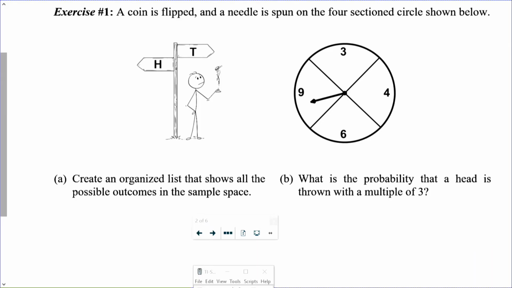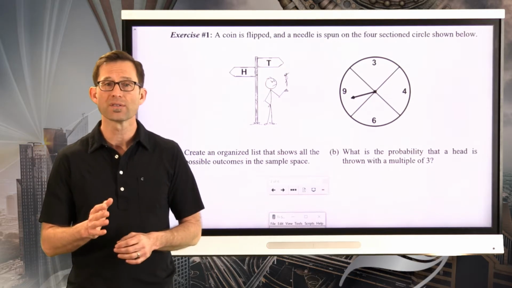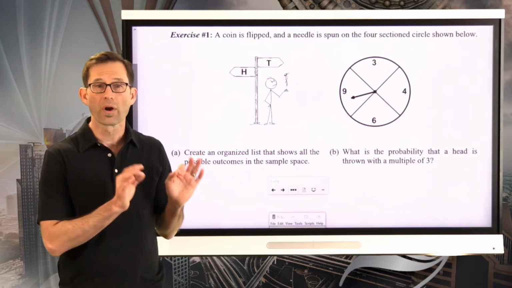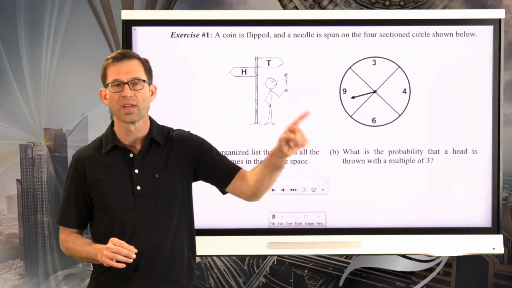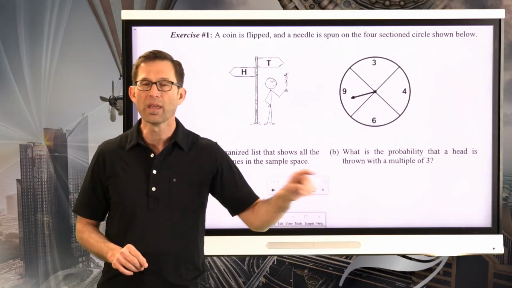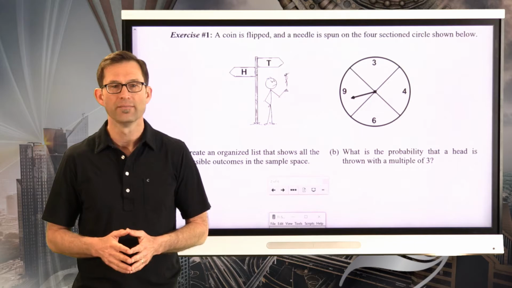So let's take a look at our first compound event, which will be 2 stages. Exercise number 1. A coin is flipped and a needle is spun on the 4-sectioned circle shown below. Letter A, create an organized list that shows all the possible outcomes in the sample space. And letter B, what is the probability that a head is thrown along with a multiple of 3? Well, this is really what we did in the last lesson. So pause the video now, try to create an organized list that shows all of the equally possible outcomes that could occur in this 2-stage event. Then, in letter B, try to find the probability that we got a head along with a multiple of 3.